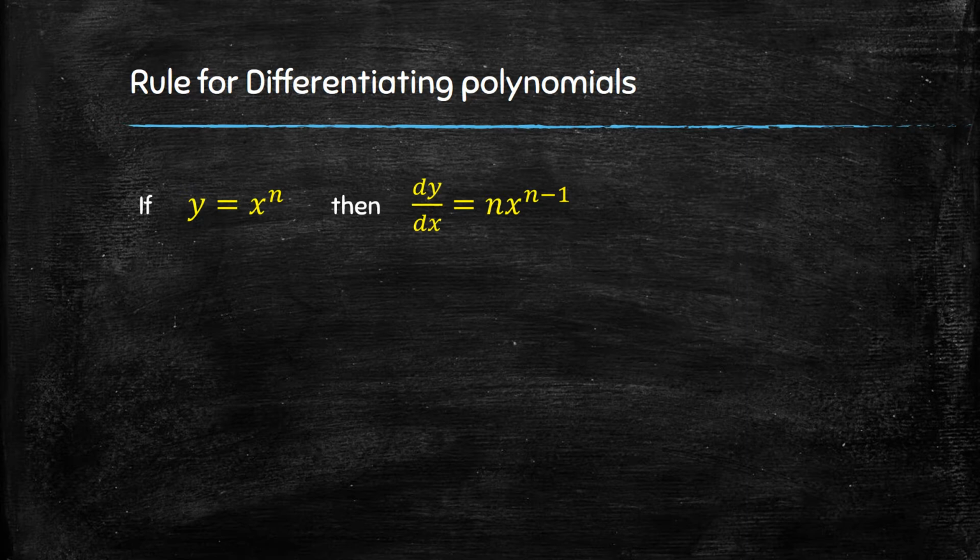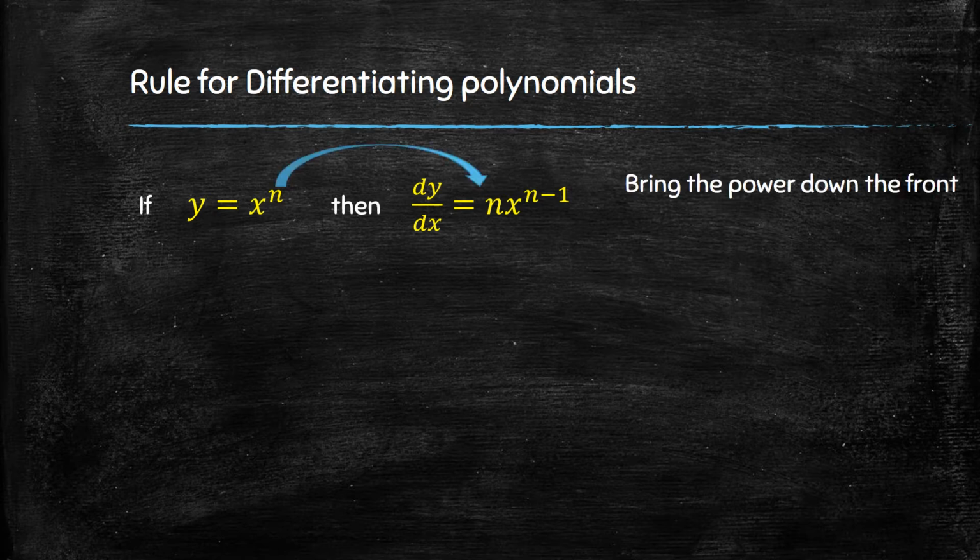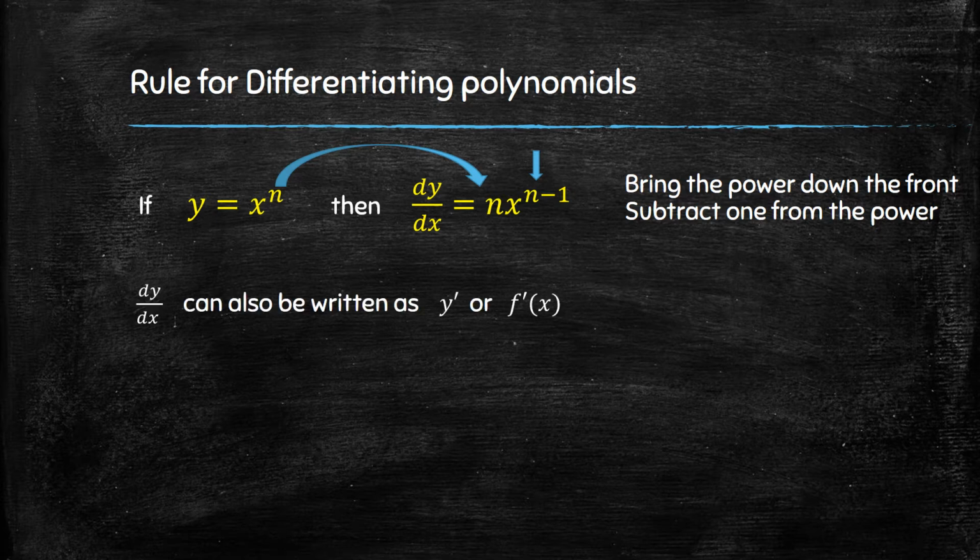Now, quite simply, this means you bring the power down the front, so your n comes down the front, and you just subtract 1 from the power. Might be easier if we just look at some examples. Before we do, we'll just point out that dy by dx can also be written as y dash or f dash of x, and you usually follow along from how the question's asked to how you answer. This will become apparent soon.